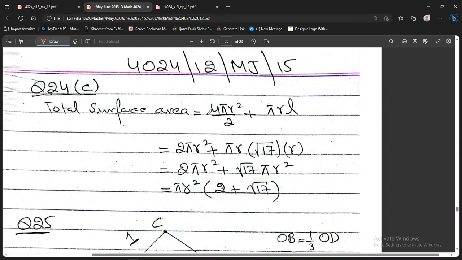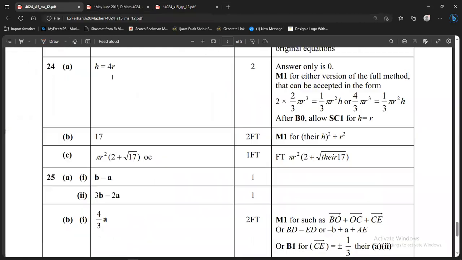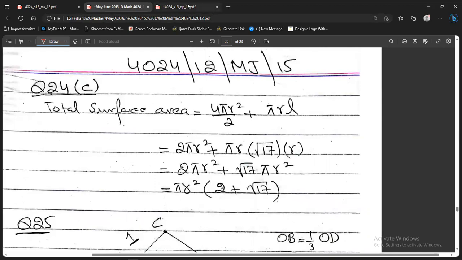So it will be 2 pi r square plus pi r, and in the place of the L, I can write under root 17 into r. So it will be 2 pi r square plus under root 17 pi r square. You can take pi r square common. So in the bracket, you will have 2 plus under root 17. Pi r square bracket 2 plus under root 17 bracket close. That is the right answer, sir.